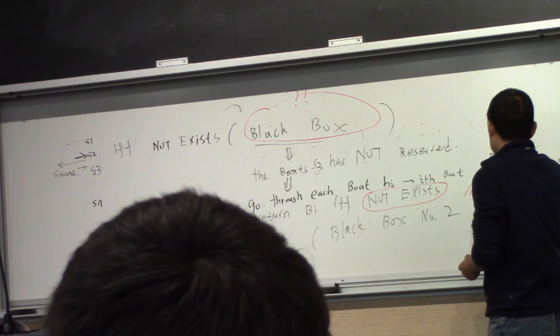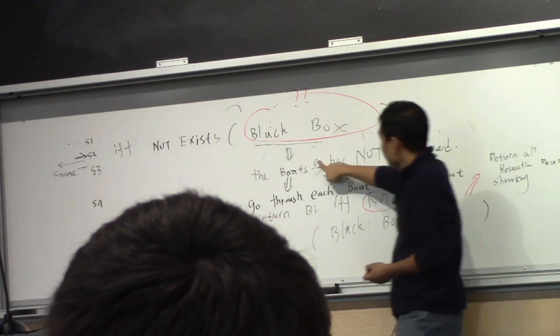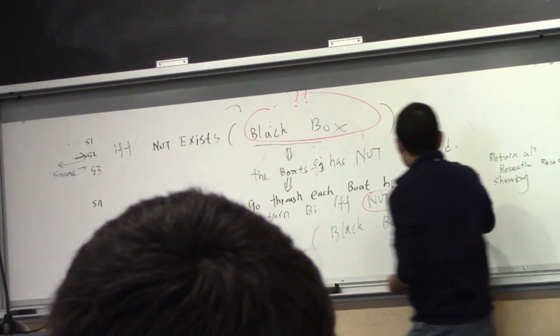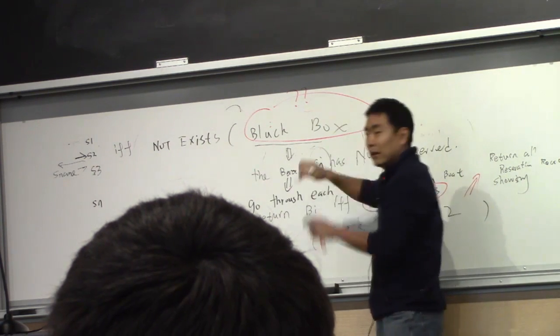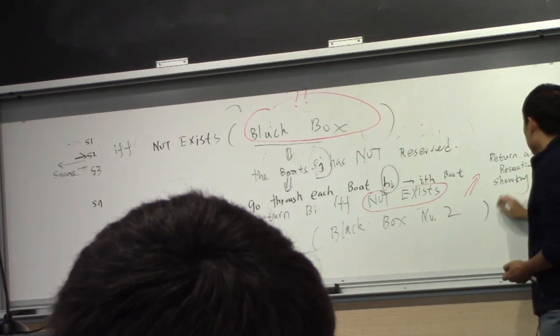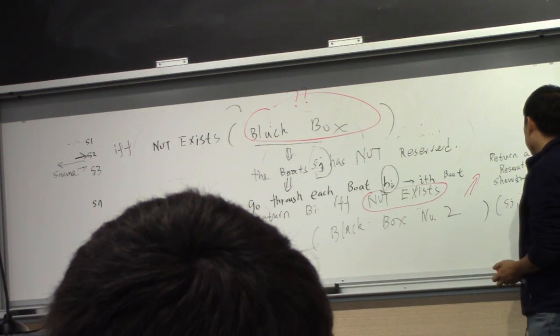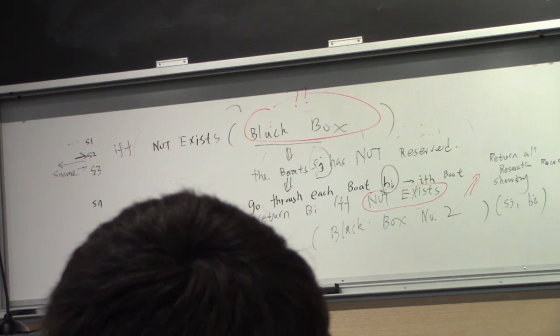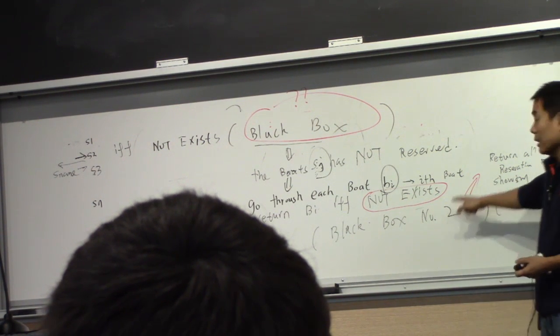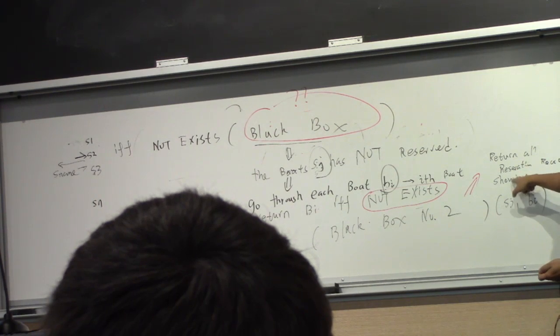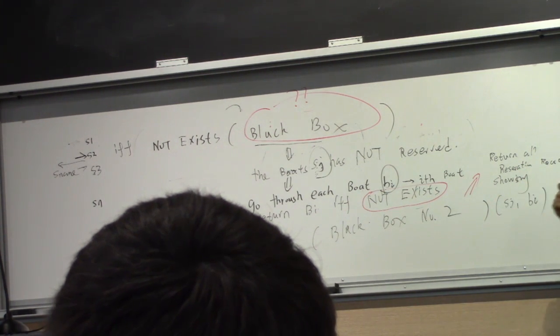Now, this obviously works, right? Because if this does not exist, if this is an empty set, what does that mean? That means there's no boat you have not reserved, so you must have reserved all boats. Do you follow me? So far so good? So it boils down to how we construct this black box.